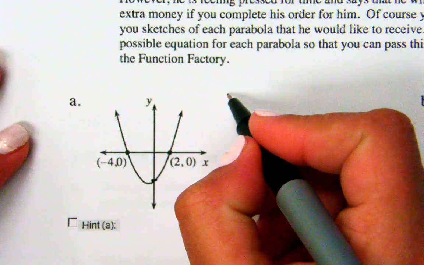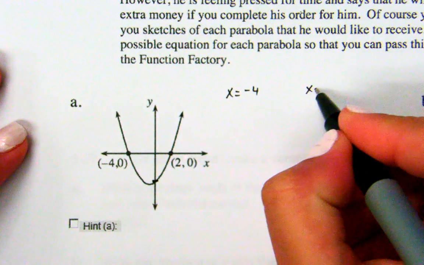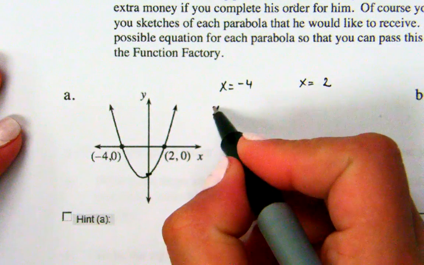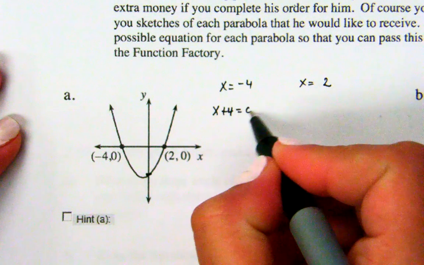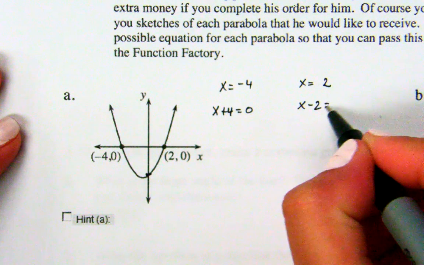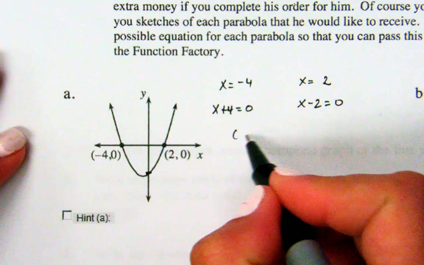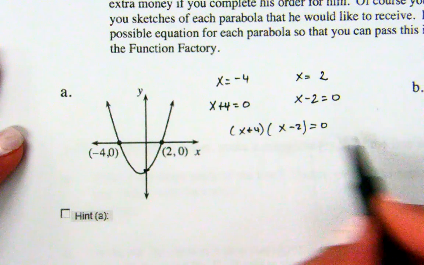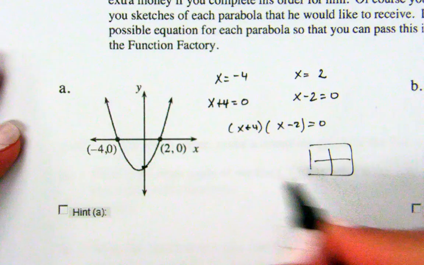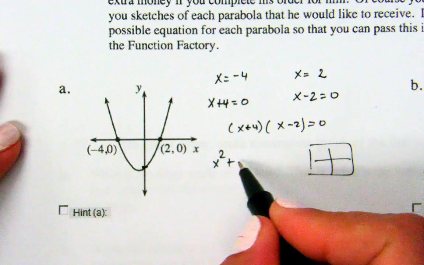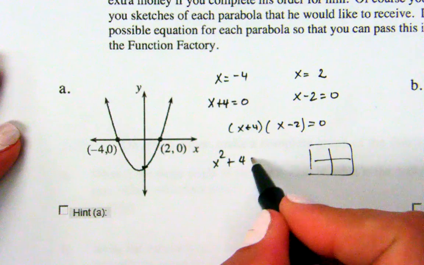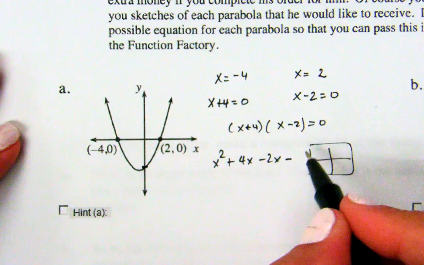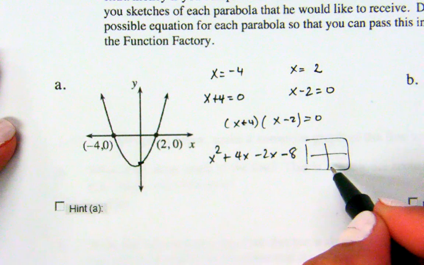So one of the x-intercepts is -4. The other x-intercept is +2. So working backwards, this would have been x plus 4 equals 0, and x minus 2 equals 0. And we're going to multiply these together. After you do a box, you should get x squared plus 4x minus 2x minus 8 inside the box.